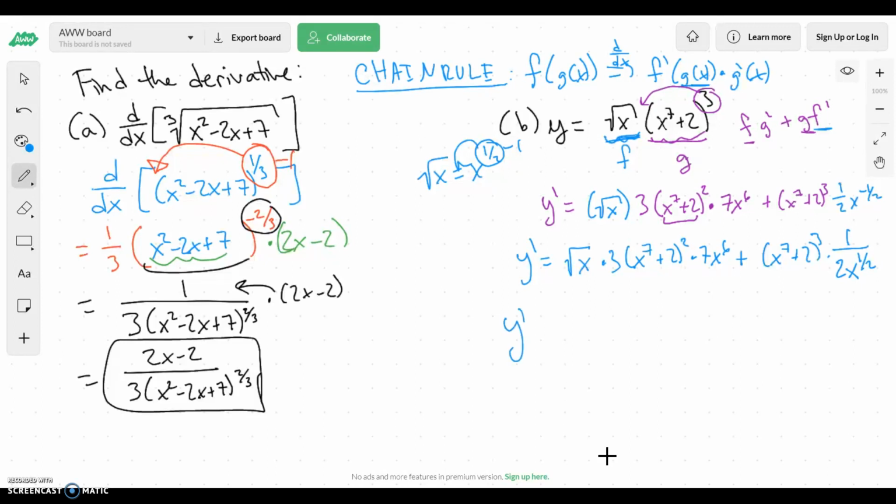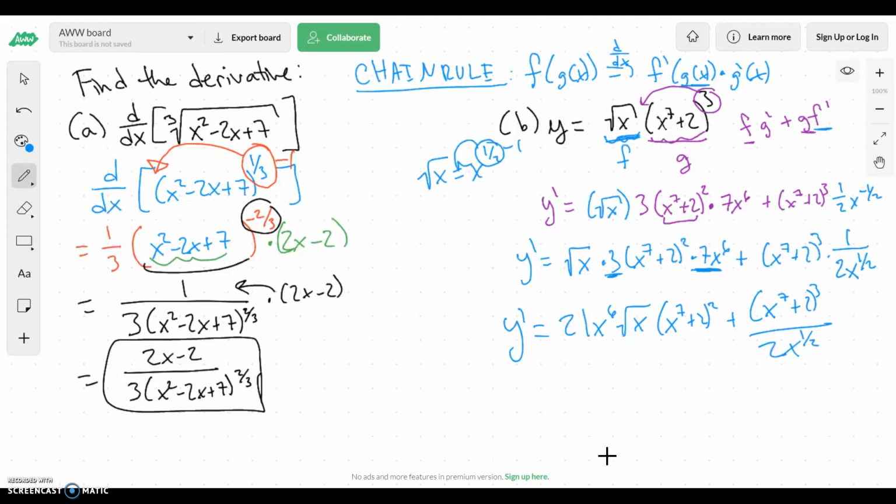I'm going to go ahead and clean it up a little more. Notice that I can multiply these two numbers together, and I'm going to get 21. So I'm going to have 21 x to the power of 6 square root of x times x to the 7th plus 2 squared. Then I'm going to put this on the top, x to the 7th plus 2 to the power of 3, divided by 2 x to the 1/2.